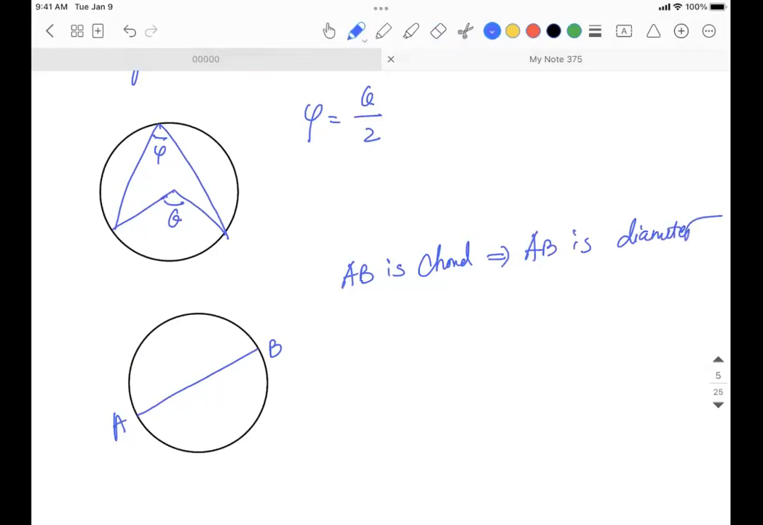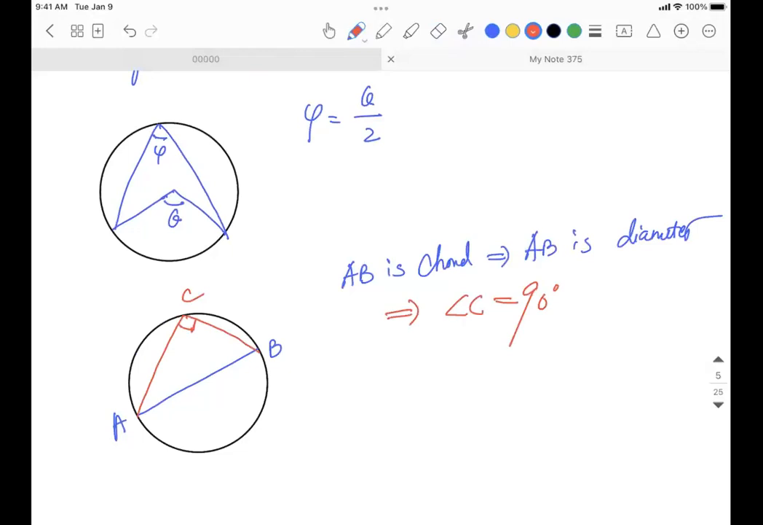Not any chord, it's a special chord: the diameter. As long as AB is a diameter, this is always 90 degrees, right? Angle C will be 90 degrees. So the diameter facing an inscribed angle in the circle is always 90 degrees.